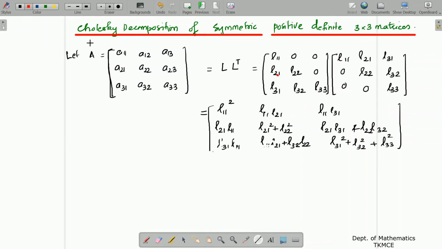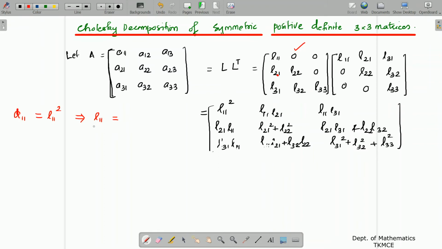So let us take the terms one by one. First term, A11. I am going to compare the first element A11 with the first element of the right hand side matrix, that is L11 square. Our task is to get this lower triangular matrix. So we have to find each element of this lower triangular matrix, that is L11, L22, L33, L21, L31, L32. So we have to get these 6 elements. That is our aim.